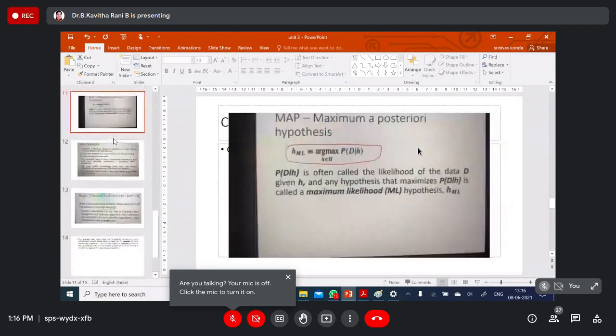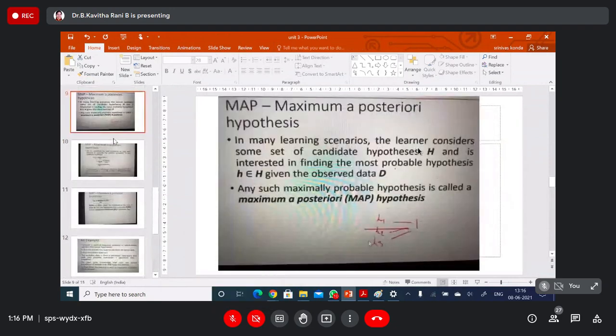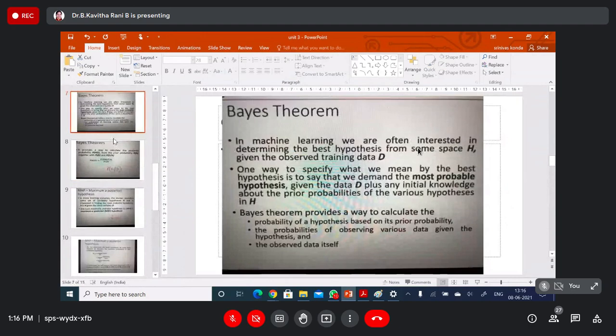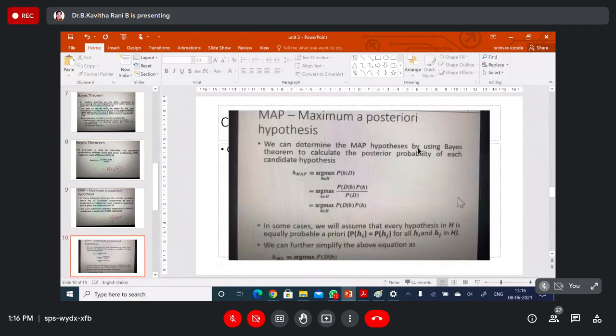So in the previous class, we have discussed somewhat about Bayes theorem. I don't know whether you have understood the problem or not. Even though, again, I'll explain that example.